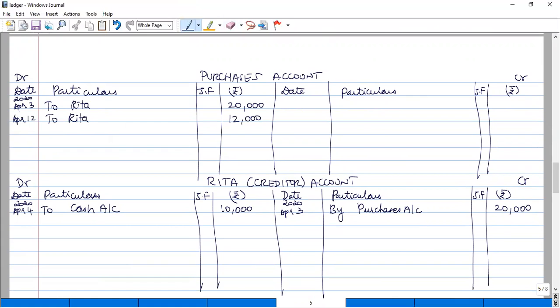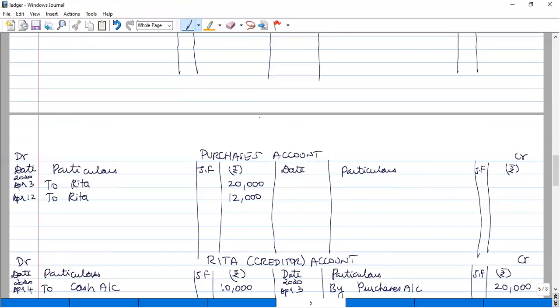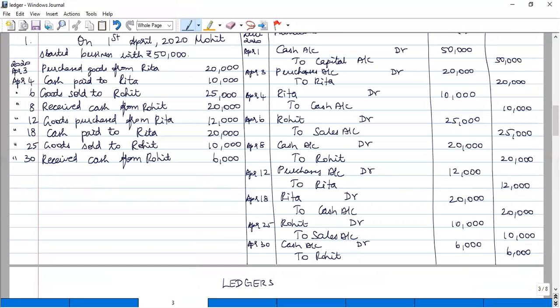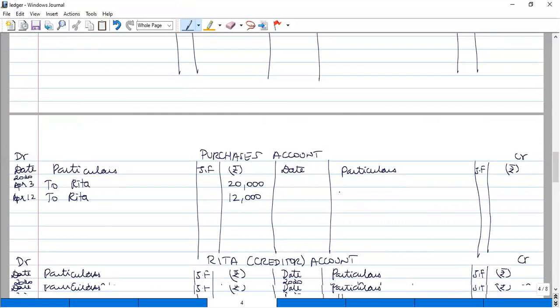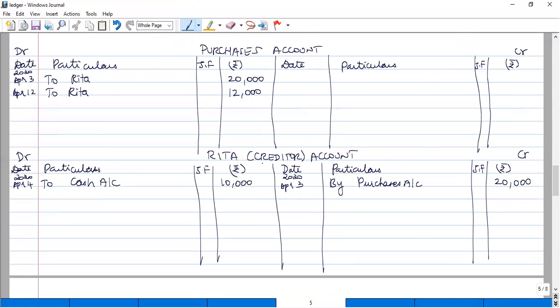Now purchases account debit has been posted. What is the other account involved here? It is Rita's account. We have credited Rita's account. Now come down to Rita's account, and we are also going to post on the credit side by stating that this credit of Rita's account is because of the purchases made of worth 12,000 rupees. Okay.